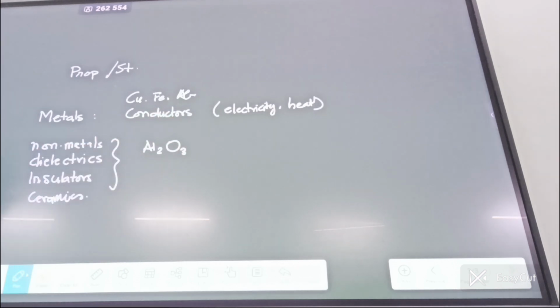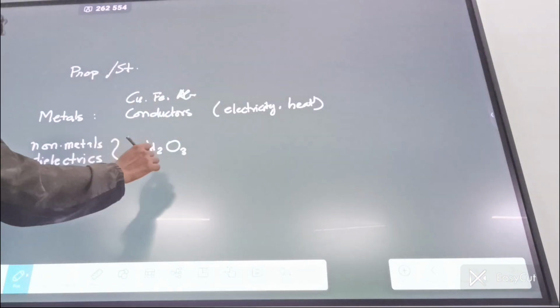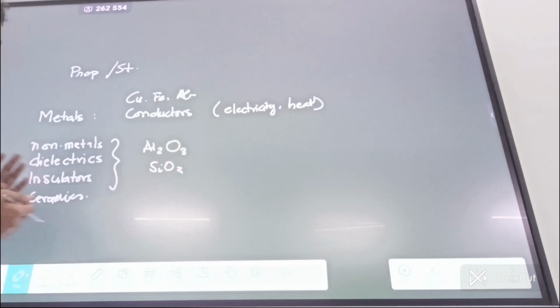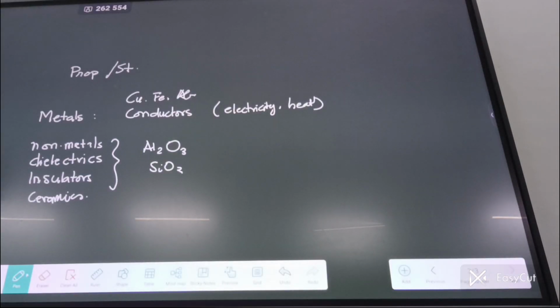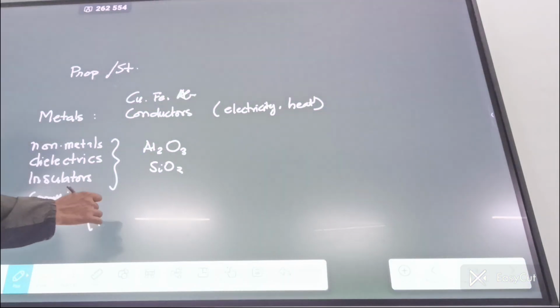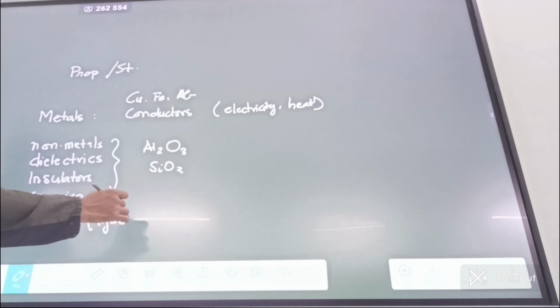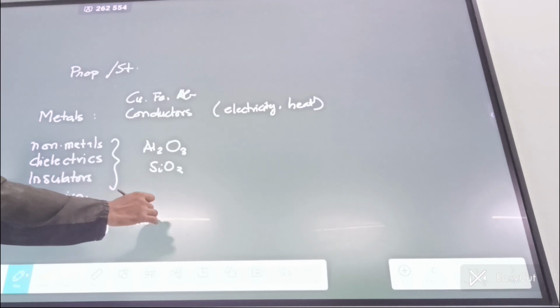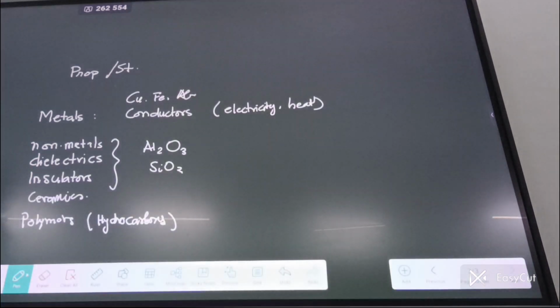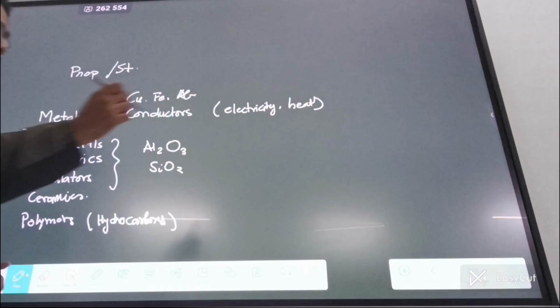Metal for me and of non-metal, SiO2. They are ceramics. They don't conduct electricity. Other type of material is polymers. They are basically hydrocarbons. From metals, we can have another type of material called alloys.